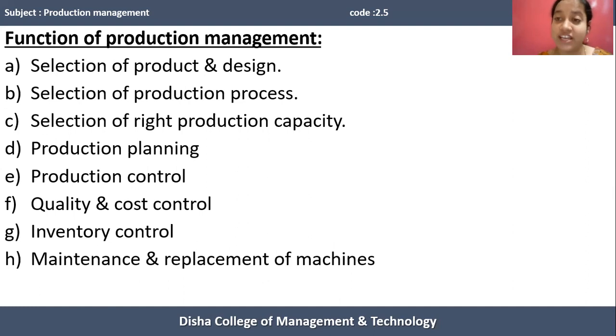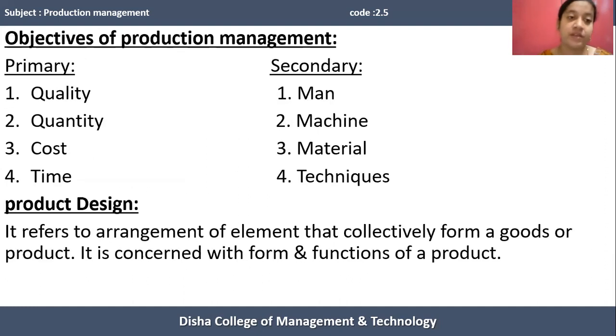In case of any requirement of repair, the production manager has to identify and replace the machines in case of any requirement.